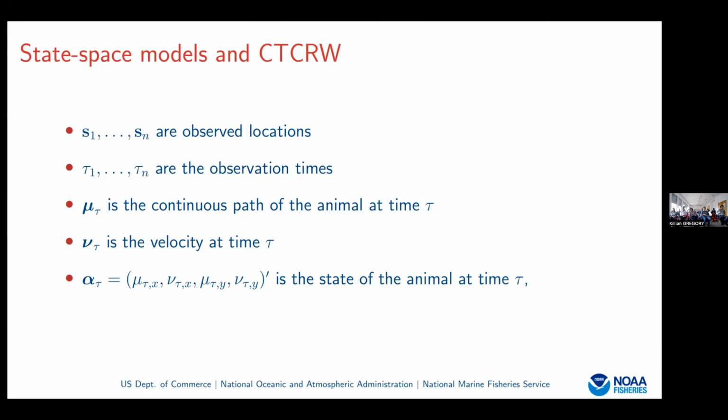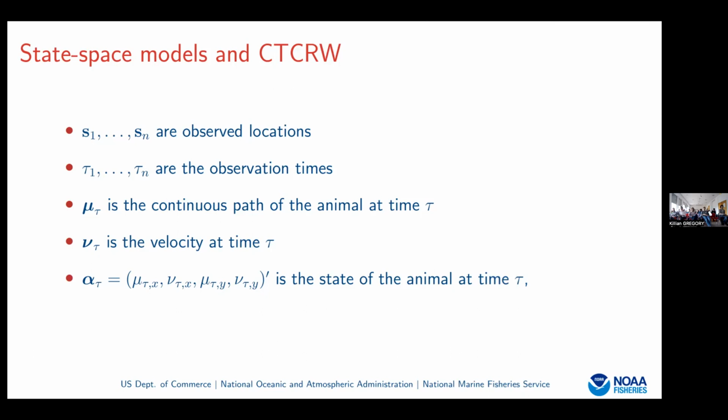So the S's are the actual observed locations. For that bearded seal example, they were those locations that are all over the place. Tau are the times that we observe them, 1 to n. And the mu's, as Mevin mentioned, are the real true locations that we probably never see because we have those noisy observations. So there are some true locations out there at those times.